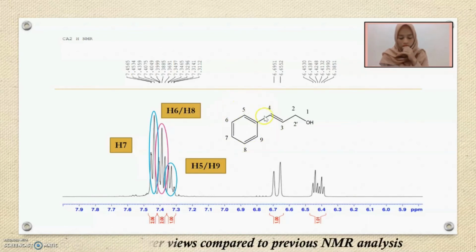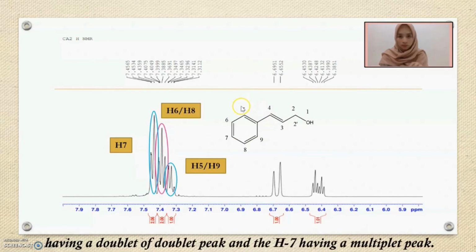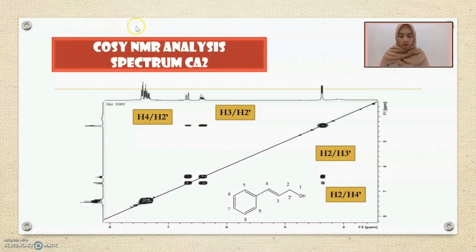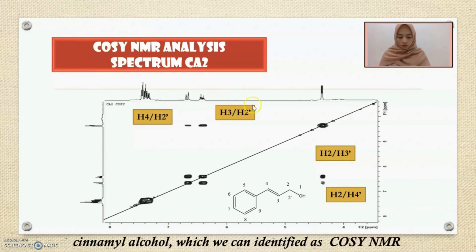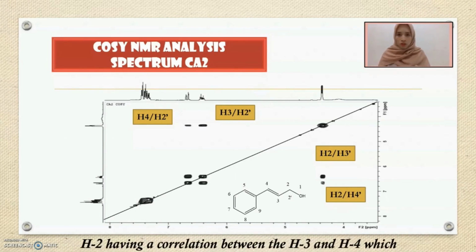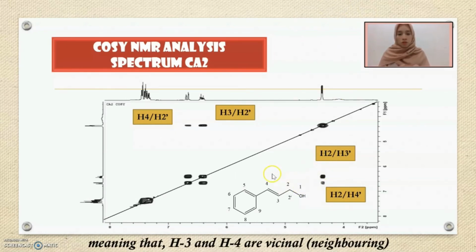And here is the proton NMR analysis for the aromatic group, having a clearer view compared to the previous NMR analysis. Hydrogen number 5 up to hydrogen number 9 are assigned to the aromatic group, having a doublet of doublets peak, and hydrogen number 7 having a multiplet peak. Last but not least, here is the COSY NMR analysis of the cinnamyl alcohol, showing proton-proton network connectivity, and hydrogen number 2 having a correlation with hydrogen number 3 and hydrogen number 4.